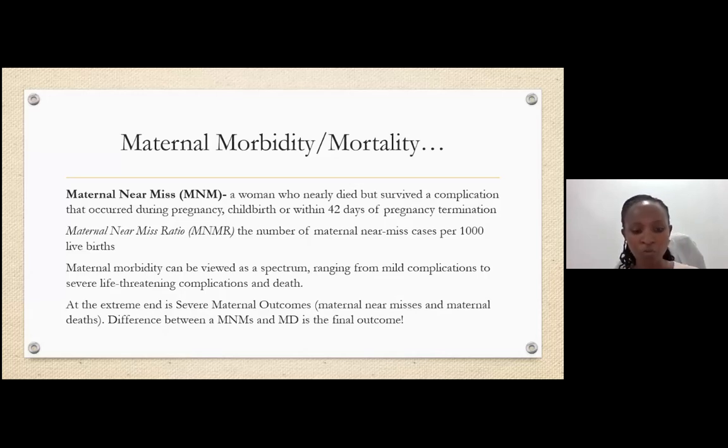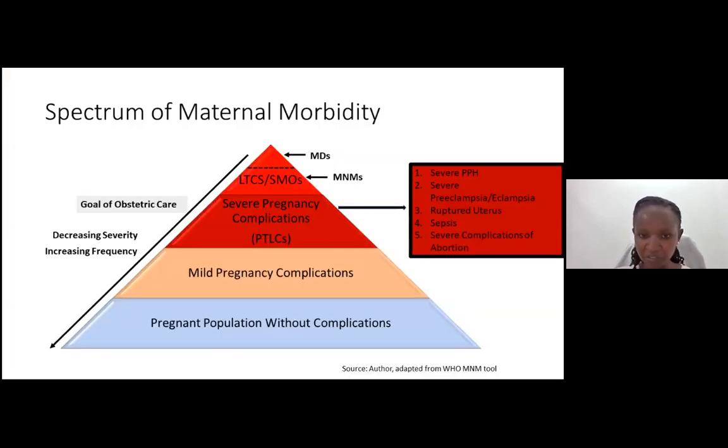So you can view maternal morbidity as a spectrum that ranges from mild complications all the way to severe life-threatening complications and death. And at the extreme end of this spectrum, you have the severe maternal outcomes, which are made up of the near misses and deaths. And the difference between the two is just the final outcome. So this is further to illustrate the same. If you look at this pyramid, at the very bottom, you have the pregnant population without complications. And this tends to be the biggest population.